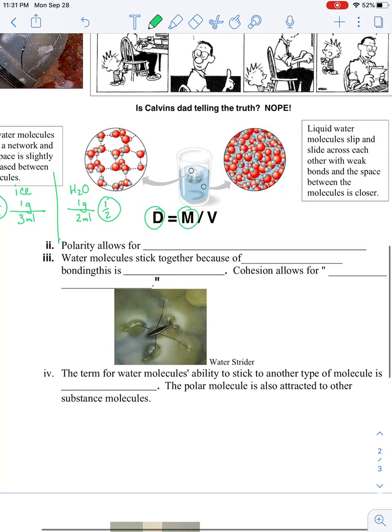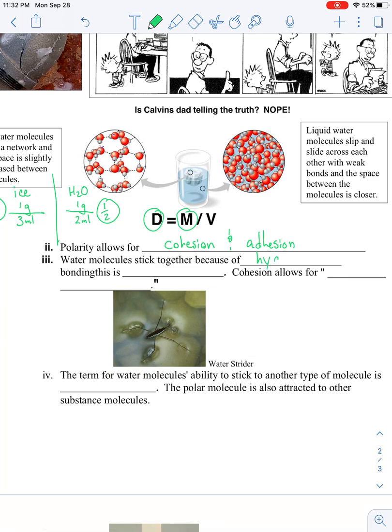Moving on. Polarity allows for properties of cohesion and adhesion. Now, what's cohesion? When water molecules stick together because of hydrogen bonding, that is called cohesion. There's supposed to be a dash there. Water molecules being attracted to other water molecules. Okay, remember that's a hydrogen bond. That is cohesion.